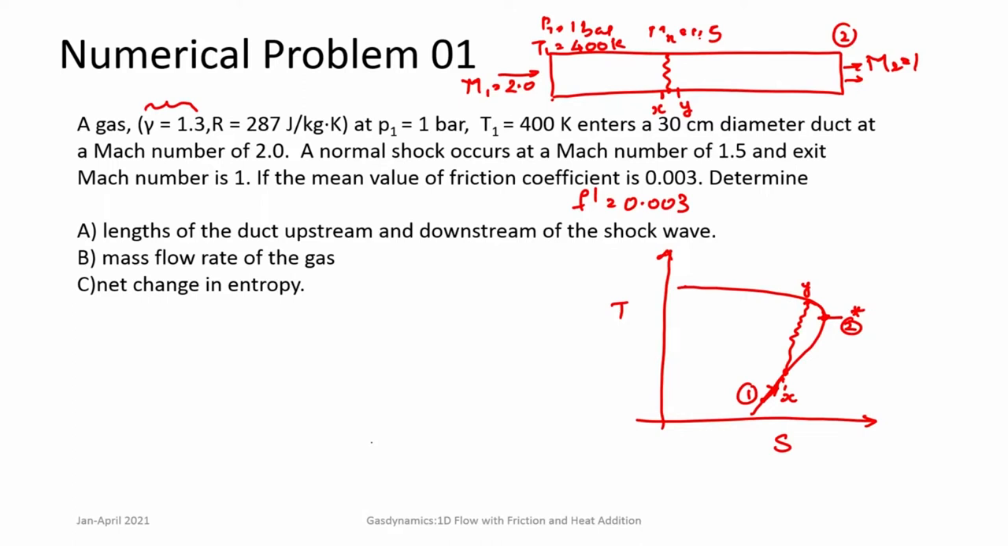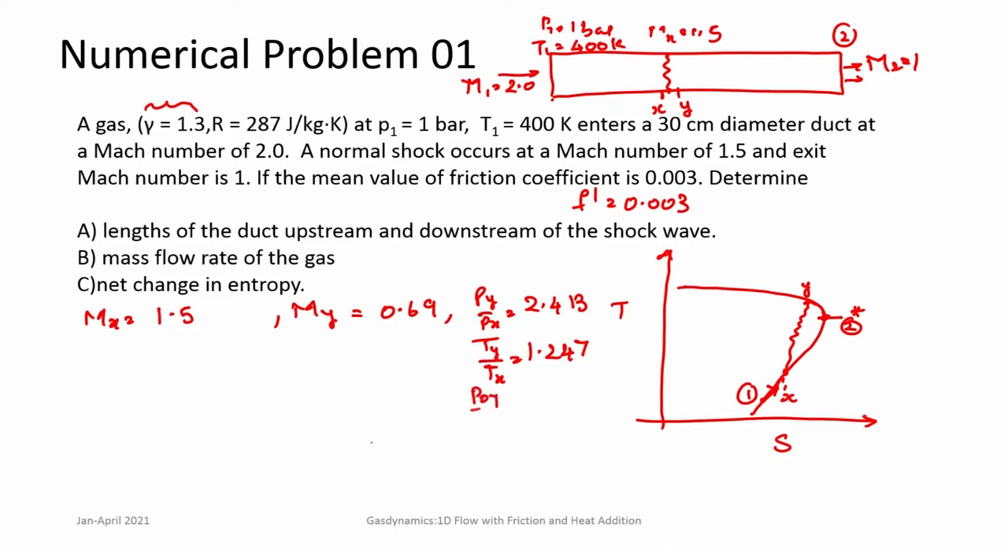We know that for a normal shock located at MX equal to 1.5, we can find MY. But please make sure that you change gamma to 1.3. MY is 0.69. The pressure ratio across the shock, PY by PX, is 2.413, TY by TX is 1.247, and P0Y by P0X is 0.926, and we know M1 is 2.